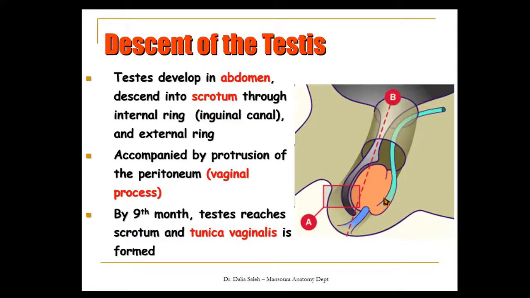By the 9th month of pregnancy, the testis has reached the bottom of the scrotum and the tunica vaginalis is forming. Tunica means a cover, and vaginalis, because it is a thin sheath of peritoneal covering, it will wrap around the testis and form another coat of the testis. It's called the tunica vaginalis.